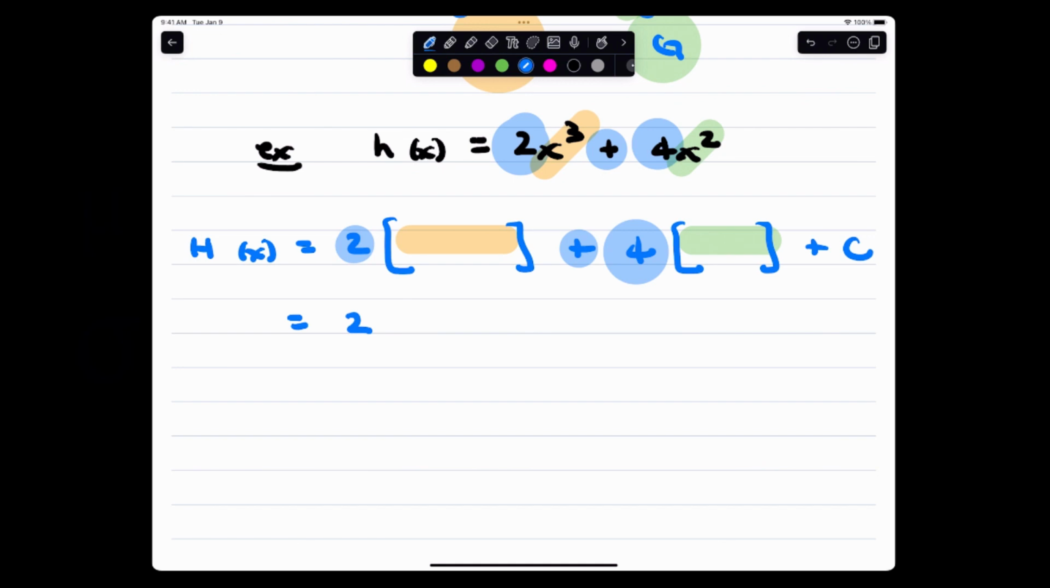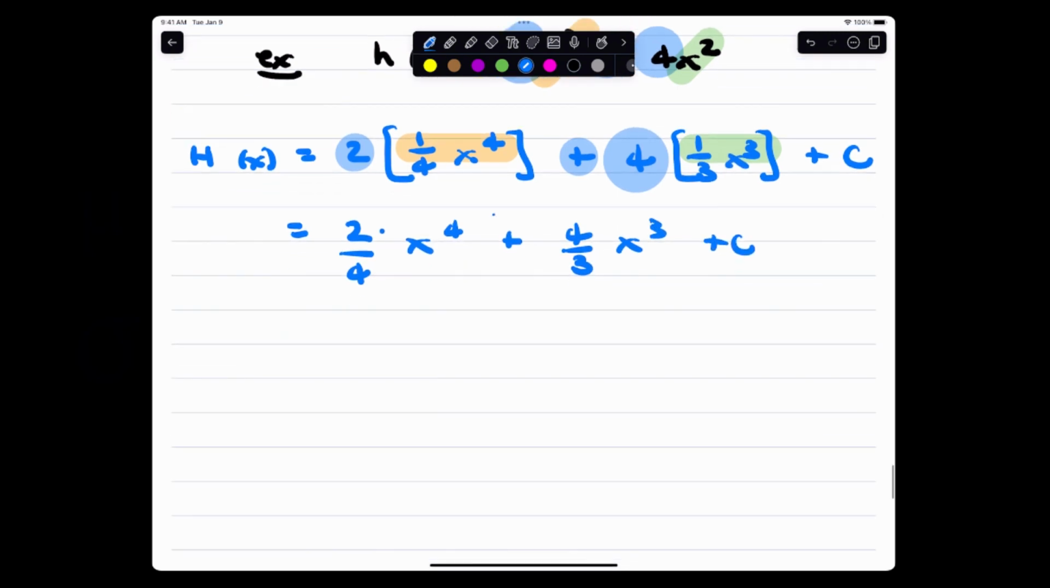What's x cubed? What's the antiderivative of x cubed? 1/4 x to the 4th. Oh, I'll put it here. What's the antiderivative of x squared? Let's do our arithmetic. Okay? You say, is that going to be 2/4 x to the 4th, 4/3 x cubed plus c? What's 2/4? 1/2 x to the 4th plus 4/3 x cubed plus c.